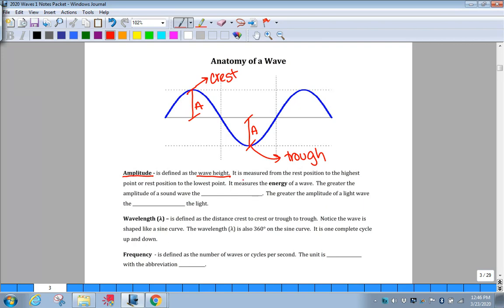And something that's really important is that it measures the energy of a mechanical wave, okay? So the amplitude of a wave is the energy of a mechanical wave. The greater the amplitude of a sound wave, the greater the volume of the wave.